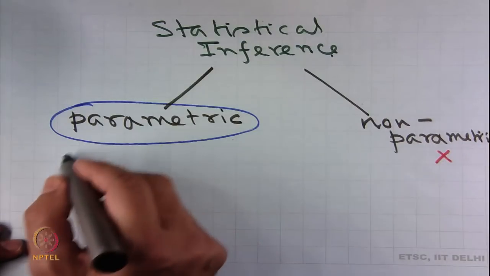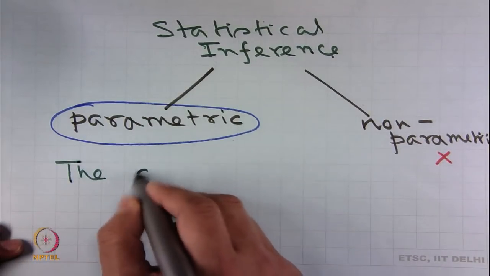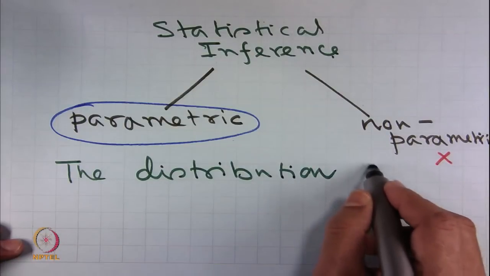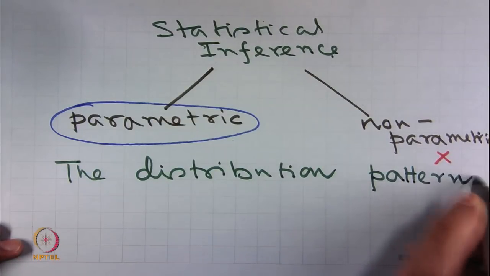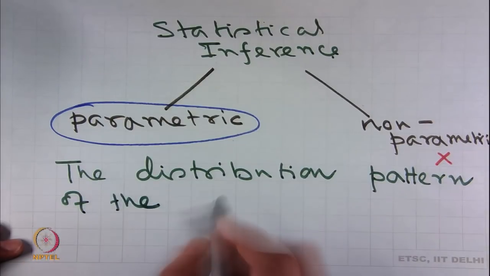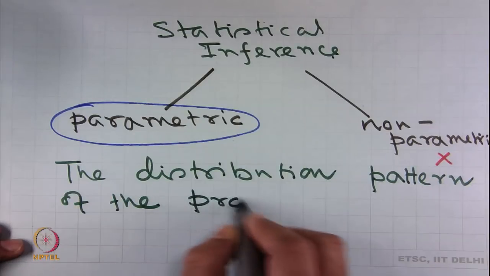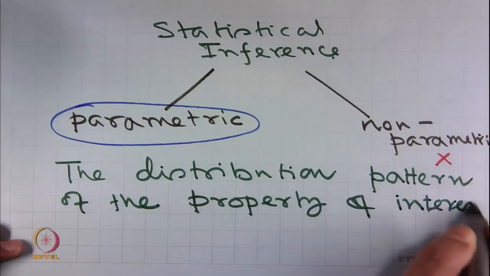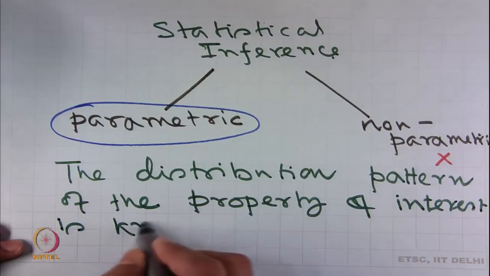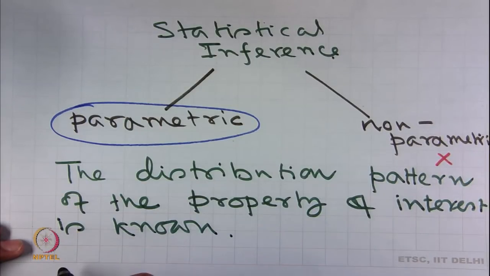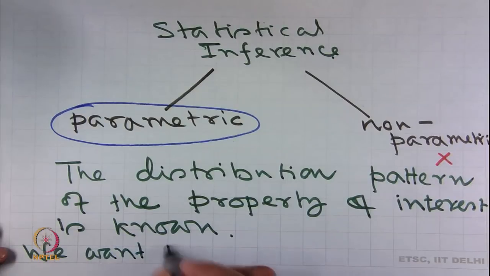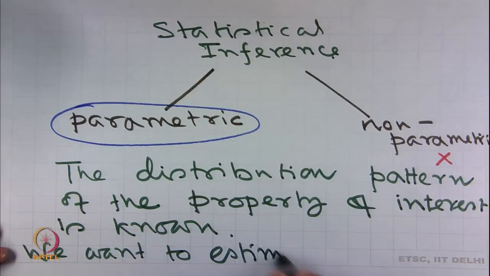Parametric means the distribution pattern of the property of interest is known, and our job is to estimate the parameters.